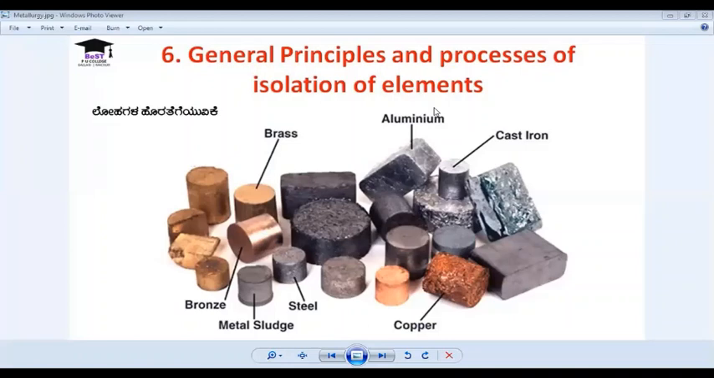In extraction, the ores are converted into metal oxides, and from there we are now learning how to select a suitable reducing agent for a metal oxide to produce the metal. For that purpose, we are learning the selection of reducing agent by using Ellingham diagrams. So in today's class, let us see about Ellingham diagrams.